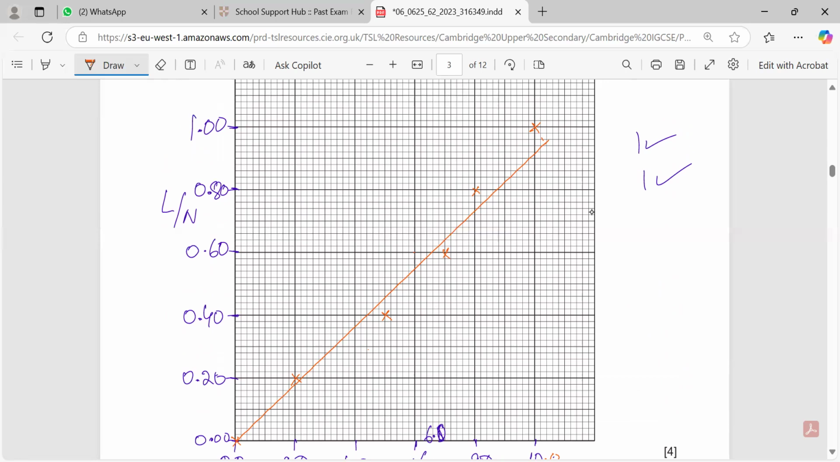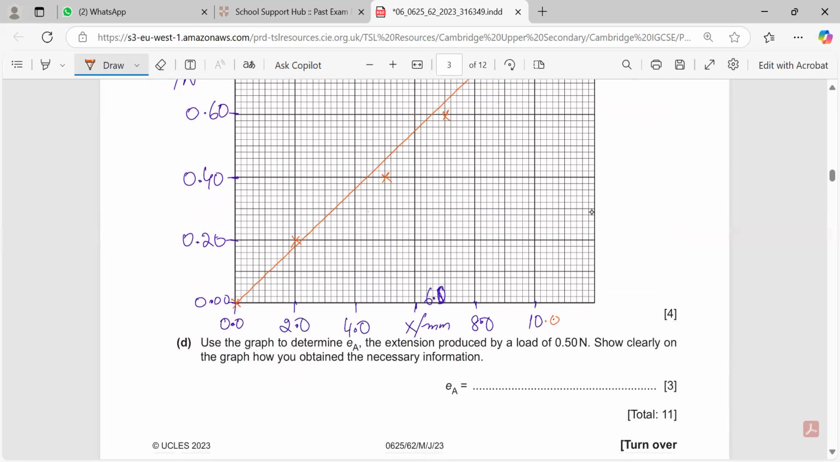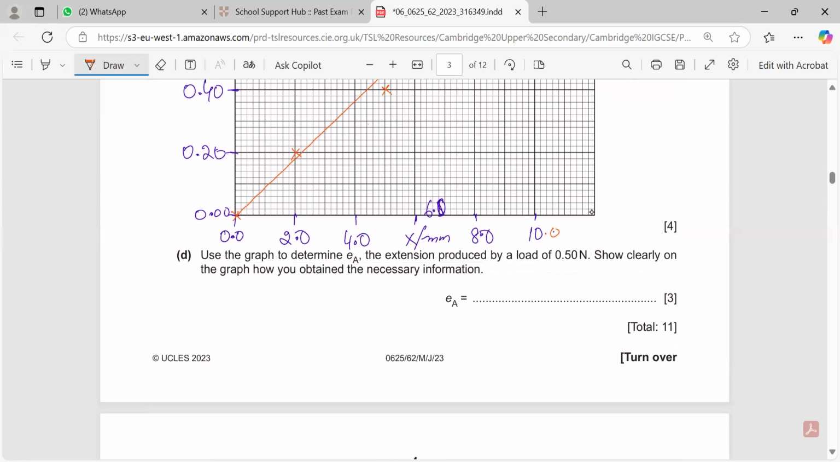Now, after this, what should we do? Use the graph to determine the extension produced by a load of 0.5 Newton. Show clearly on the graph how you obtain the necessary information.